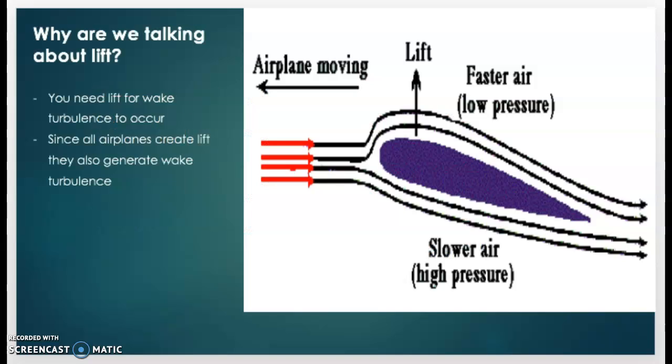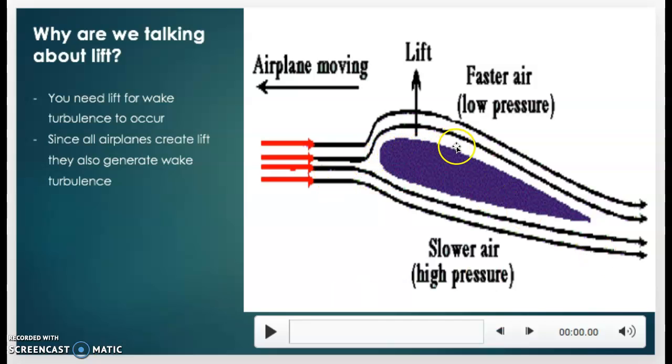So why are we talking about lift? So you need lift for wake turbulence to occur. Since all aircraft create lift, all aircraft also generate wake turbulence. So you'll see this is another diagram showing that airflow over the wing. It just shows it hitting the upper camber and having to travel that further distance than below the wing. You'll see high pressure below, low pressure above. See the faster air is above, slower below, and this is creating an upward force, or lift.